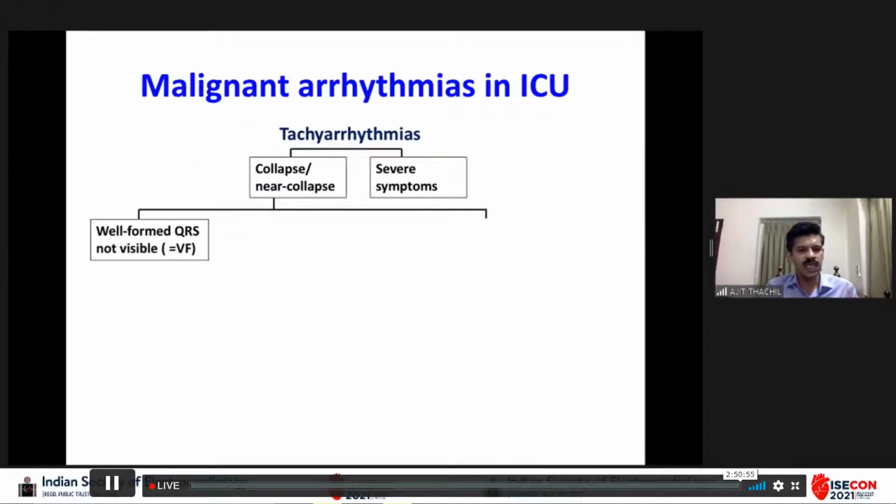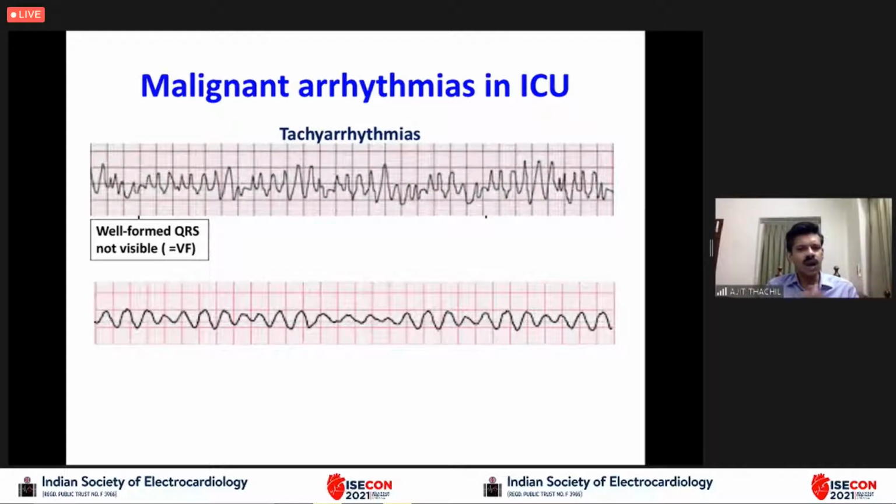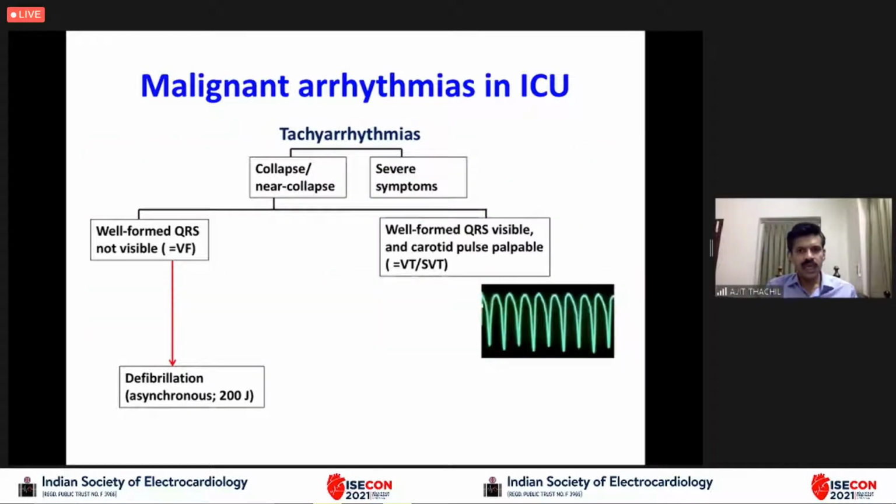Don't think too much. If you can't see the QRS, call it ventricular fibrillation and give a full energy 200 joules biphasic asynchronous shock and then think what it was. If the QRS is very well visible and it's a wide QRS tachycardia and the carotid pulse is palpable, please don't waste your time trying to figure out if it's VT or SVT if there are very severe symptoms. The treatment is the same. The treatment is a synchronous cardioversion, not asynchronous.